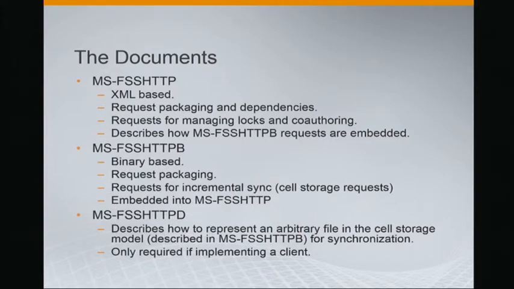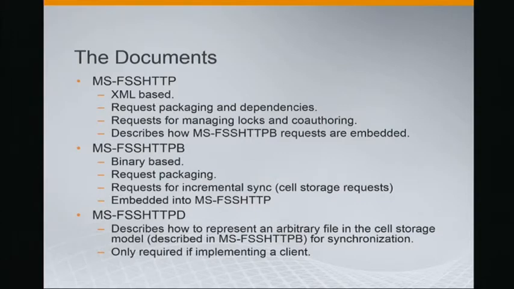The way that things evolved has caused us to layer the protocol into various layers, and it's documented in three documents. You'll find that the MSF, the base document, FSSHTTP, I can never say that, describes the request packaging mechanism. It's all encoded in XML, and you'll also find details of how the locking services and the co-authoring services work in that document. It's pretty straightforward, actually.